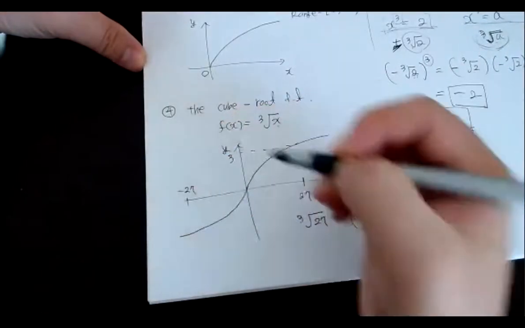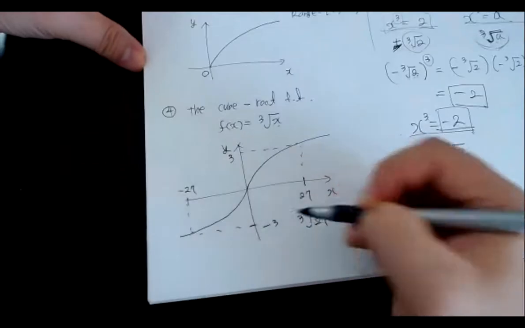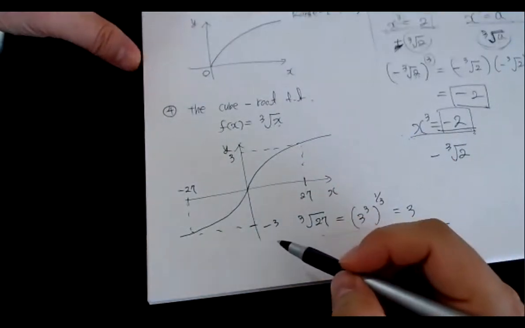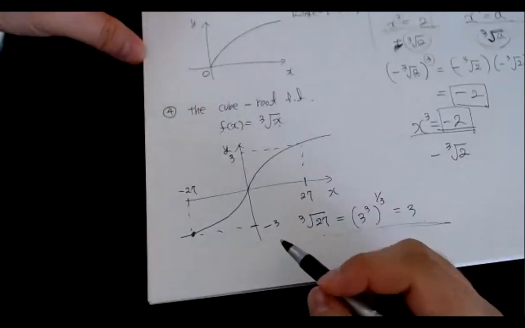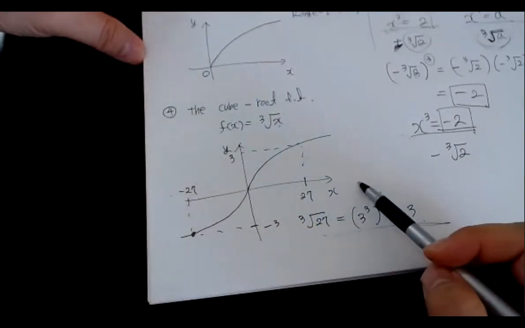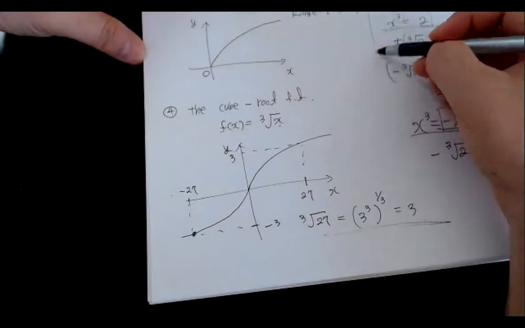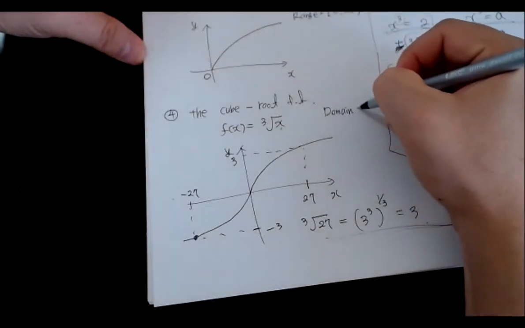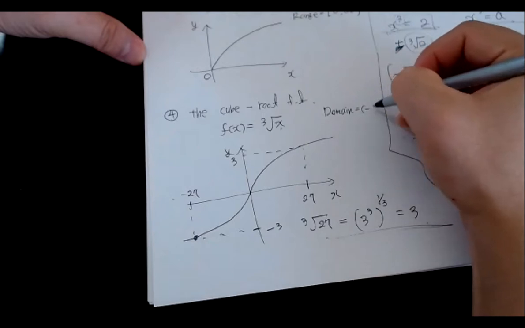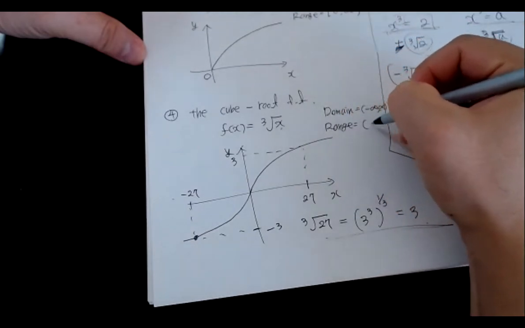Negative 27. Then it is what? It's going to be negative 3. Okay, negative 3 is the y value corresponding to negative 27. So as you can see, the domain is what? Negative infinity to infinity. And the range is going to be what? Negative infinity to infinity. So here the domain is negative infinity to infinity, and the range is negative infinity to infinity.